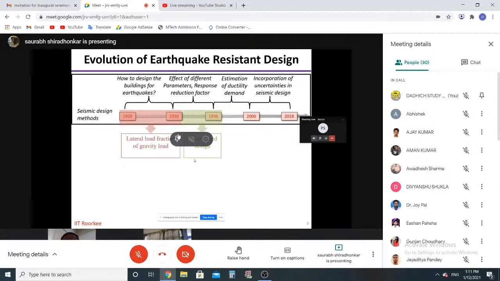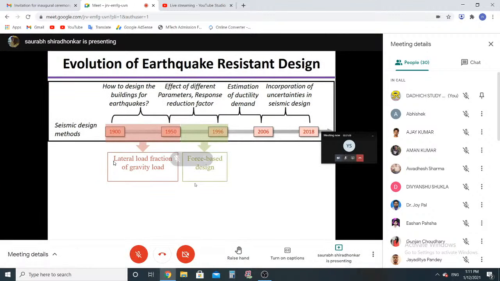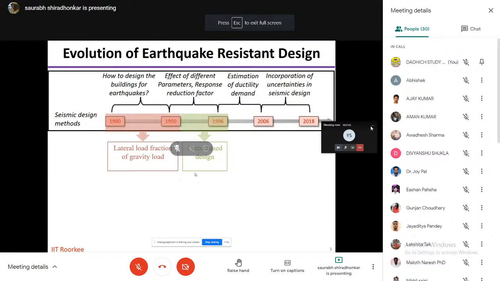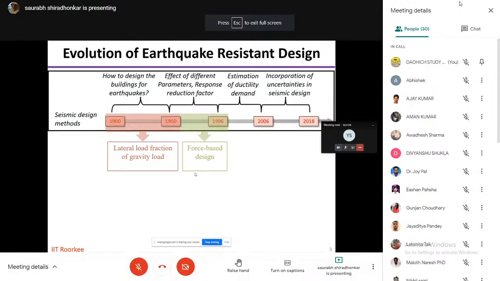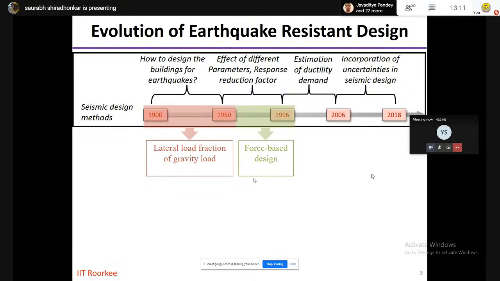Next couple of slides. So then it evolved to the force-based design method, which is currently also the method in IS 1893 2016. The advantage of this method compared to the gravity or the first method is that it gives some rationalization about the earthquake forces that are coming onto the structure. However, again, even there is an advantage.